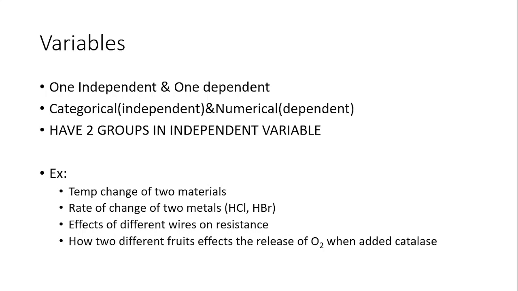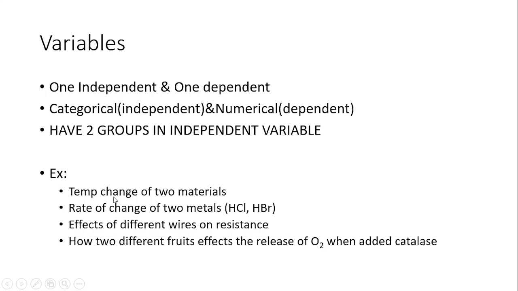So let's see which variables you need. You would need one independent variable and one dependent variable. Your independent variable should be categorical and your dependent variable should be numerical. And you would have two groups in the independent variable. So let's see with these examples.